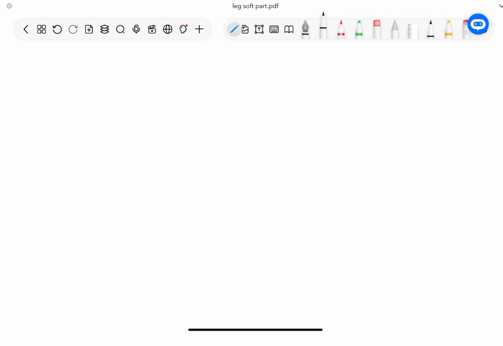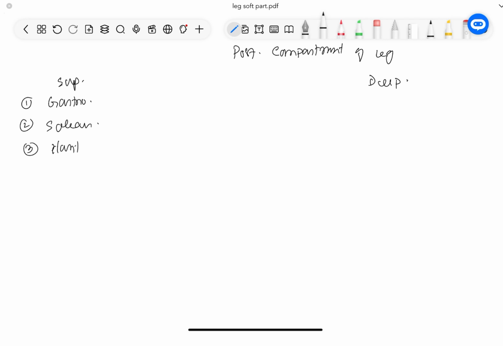After the lateral compartment of the leg, let's discuss the back of the leg, that means the posterior compartment. Posterior compartment of the leg has two groups of muscles, superficial and deep. What are the superficial muscles? Gastrocnemius, then soleus, I am writing in shortcut, and plantaris. These are the superficial group of muscles. What are the deep group of muscles? The deep group of muscles are tibialis posterior. Let us write here the superficial group. This is the deep group.